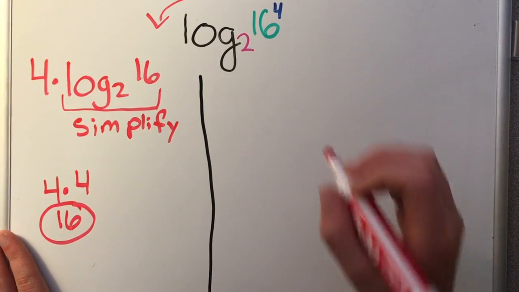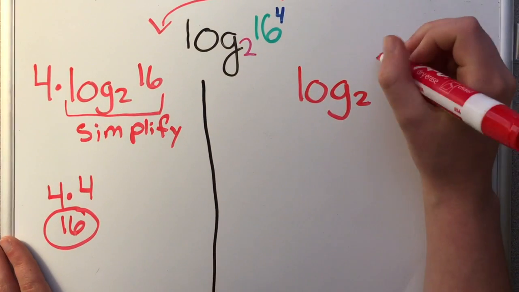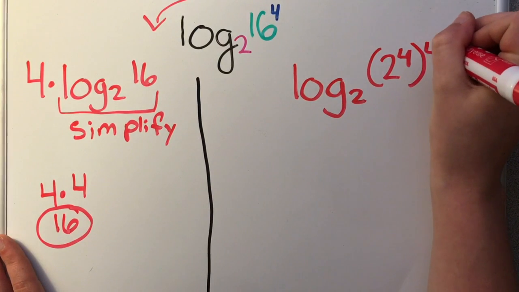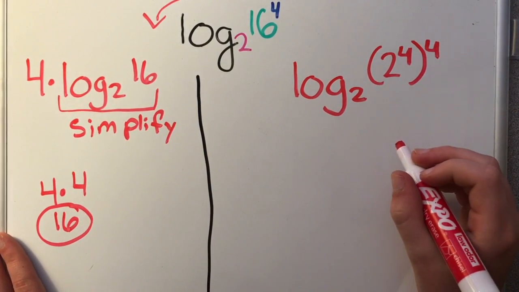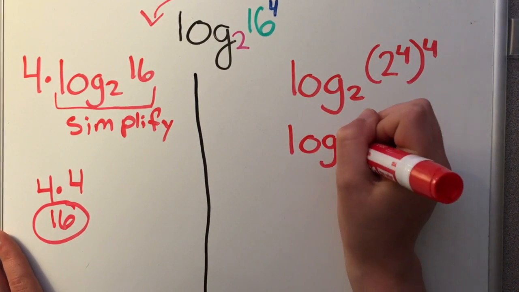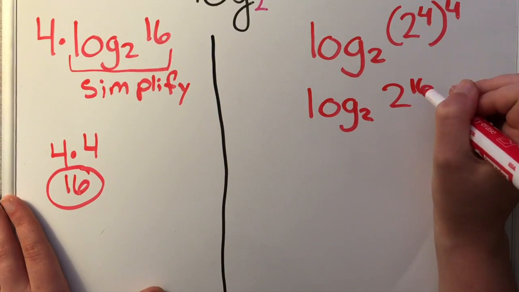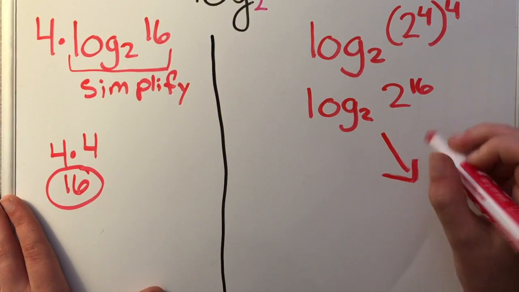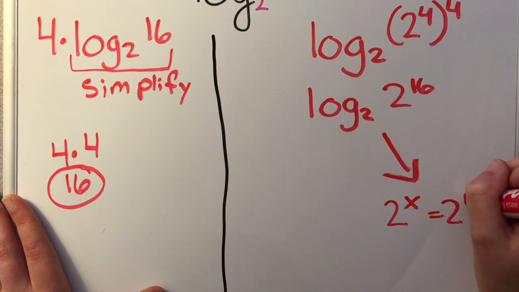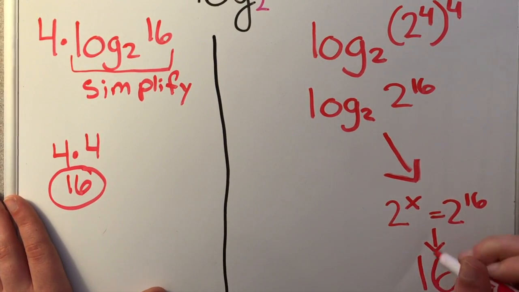Now you can do this another way. If you start by changing 16 to 2 to the 4th, this is what your logarithm will look like. Now using properties of exponents, you can make that 2 to the 16th. Now there's two ways you can go from here. One would be using the definition of a logarithm. 2 to the x is equal to 2 to the 16th. That means that the number we're looking for, again, is 16.